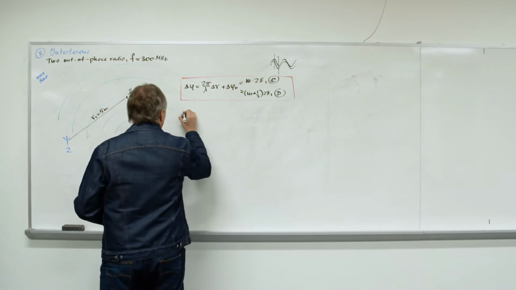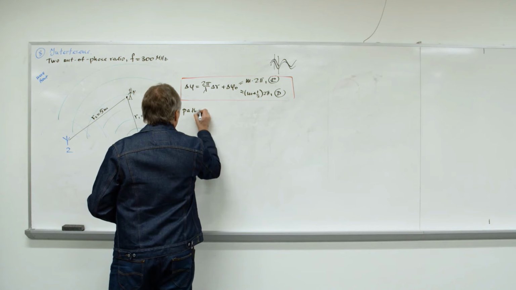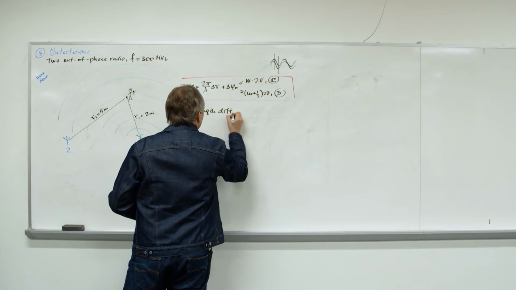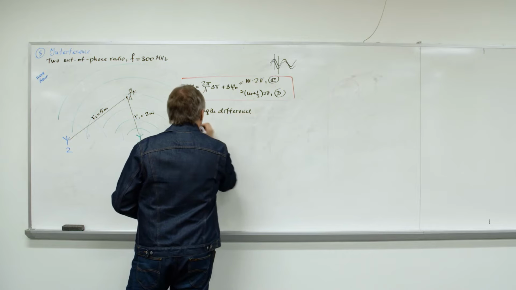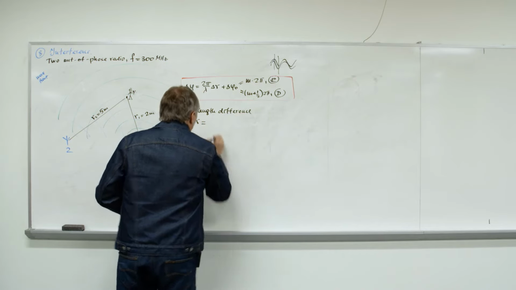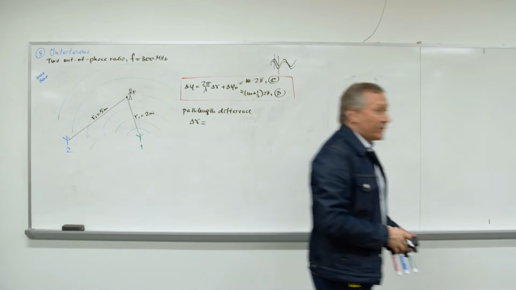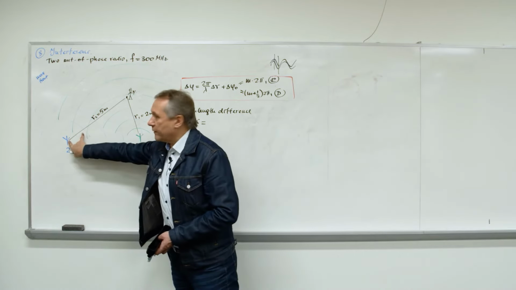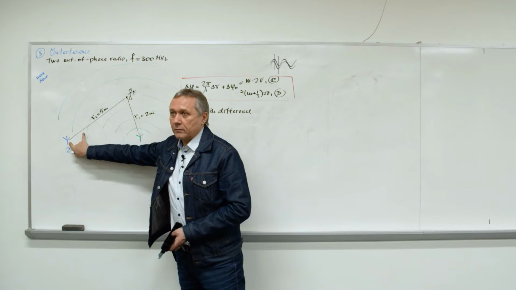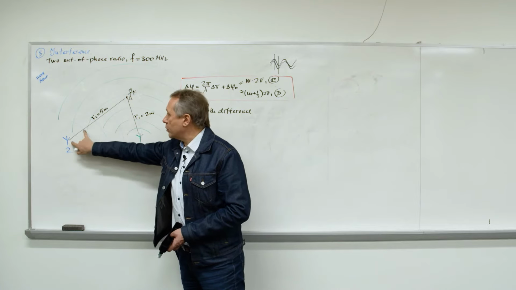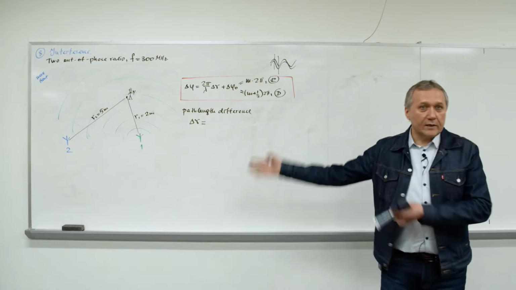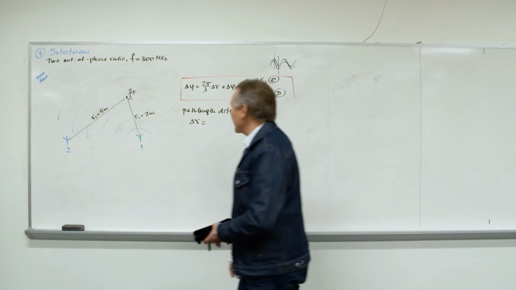So first, path length difference, delta r. Again, what's the meaning of path length difference? It's just an additional distance that the second wave has to cover on the way to the point in question relative to the first wave. That's it. It's a very simple meaning. One of the lengths is longer, so what's the additional distance?